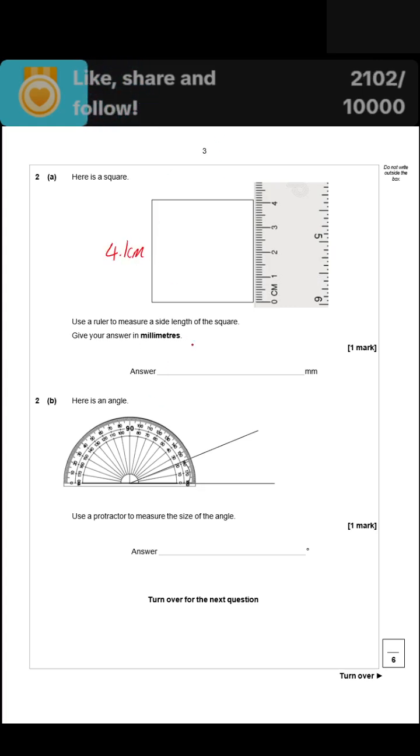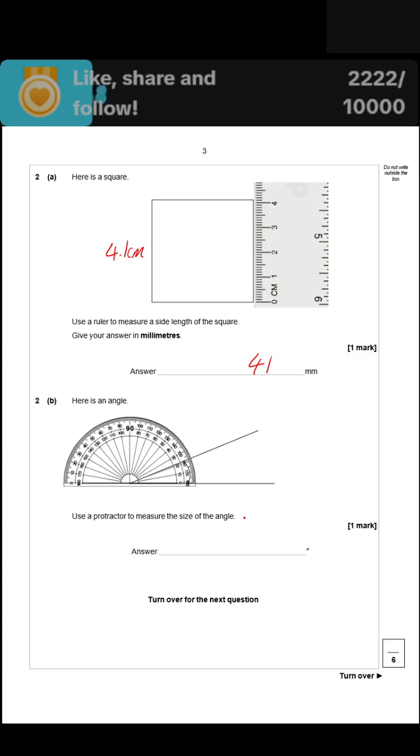However, the question says give your answer in millimeters. It's really key that you read the question. Far too many people will just write 4.1 as their answer. And if you write 4.1, it's wrong. It's not in the correct units. To go from centimeters to millimeters, we times by 10. So do 4.1 times by 10, and we get 41 millimeters.